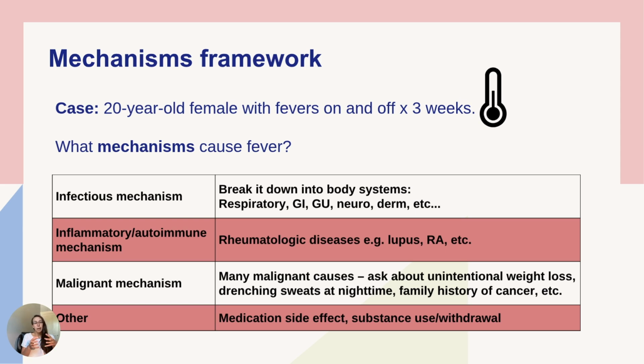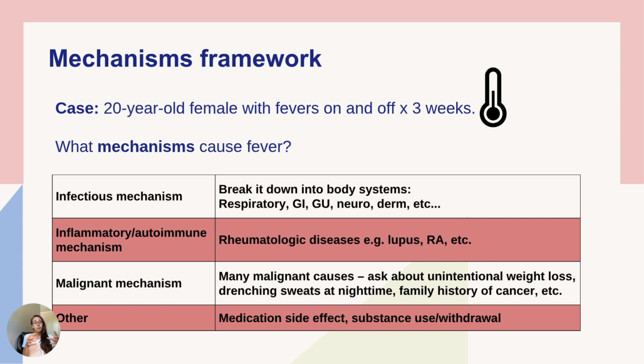My next big bucket is what inflammatory or autoimmune mechanisms could be causing this fever, like rheumatologic disease. Third big bucket you wouldn't want to miss is, there could be many malignant causes, right? So you'd want to be asking about unintentional weight loss, drenching night sweats, etc. Thinking about things like lymphoma. And then the other bucket, common ones could be a medication side effect, if they have a history of substance use, withdrawal. Those are things that you'd want to think about. So again, what mechanisms cause fever?